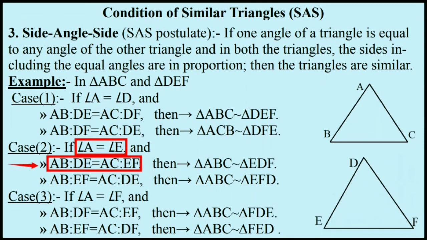Now, let's take second case. If angle A is equal to angle E and AB by DE is equal to AC by EF, then triangle ABC is similar to triangle EDF, where angle A is equal to angle E, angle B is equal to angle D, and angle C is equal to angle F.